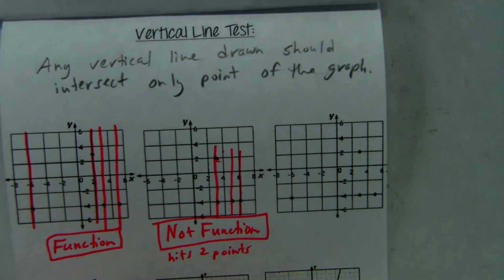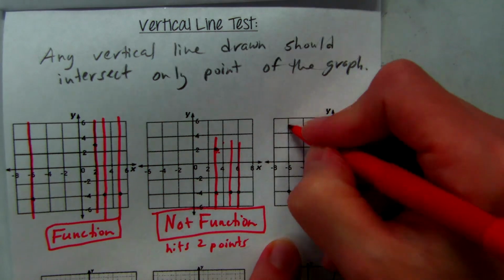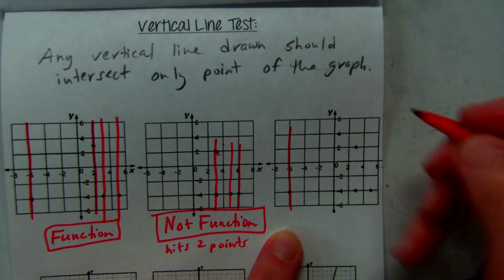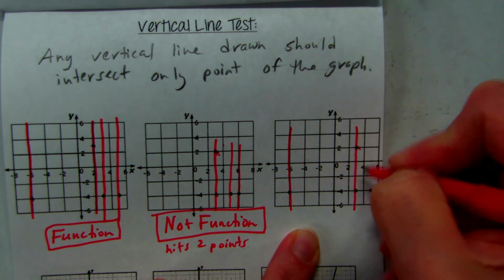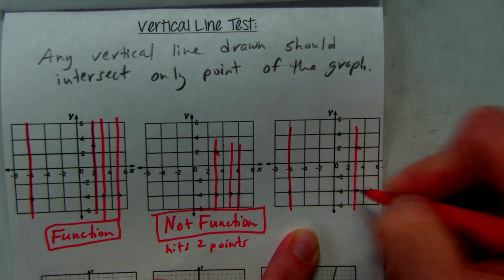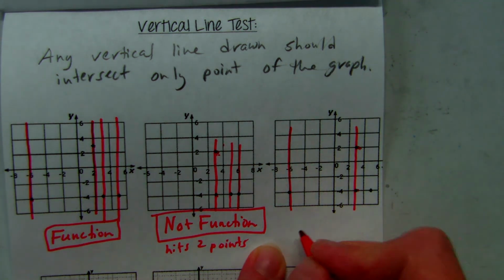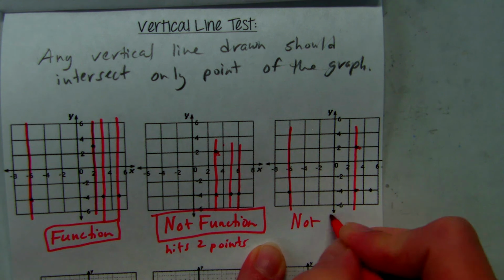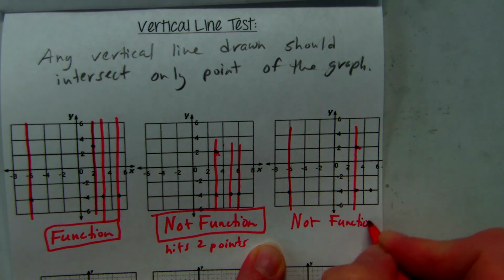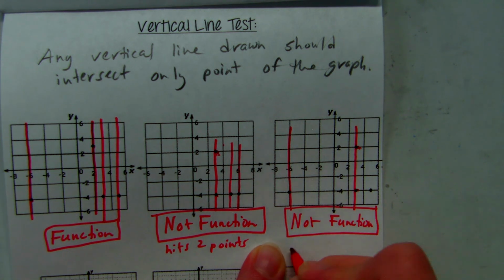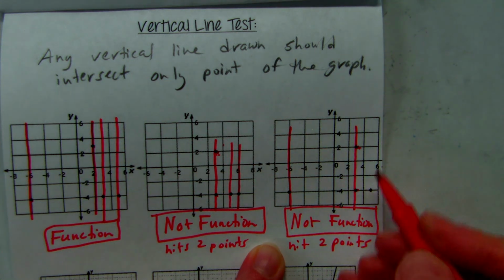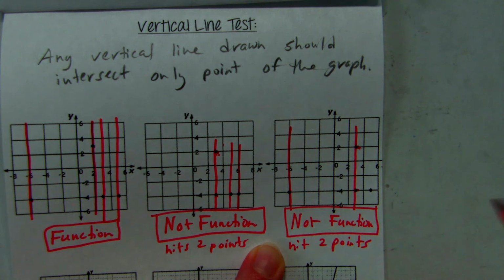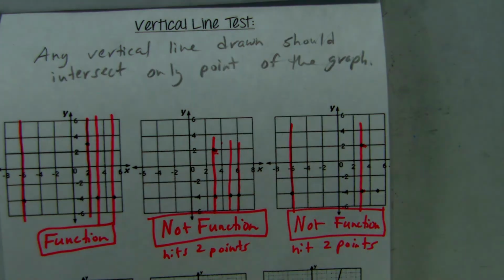All right, let's look at the last one that just has points. So over here, this is okay. That's just 1. When I draw a line over here, though, I hit 2. 1, 2 points. So automatically that means this is not a function because it hit 2 points. Now it could be more than 2. It could be 3, 4, 5. If it's more than 1, it's not okay.